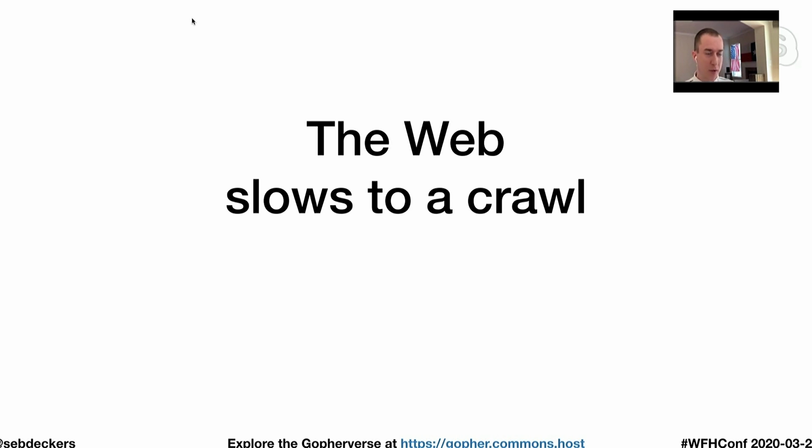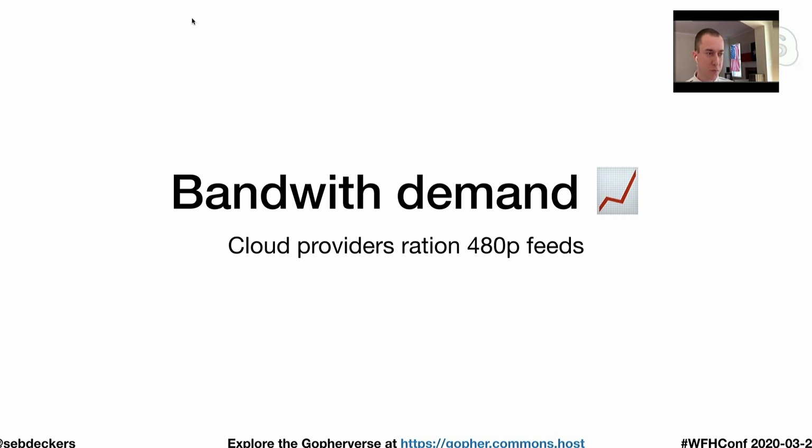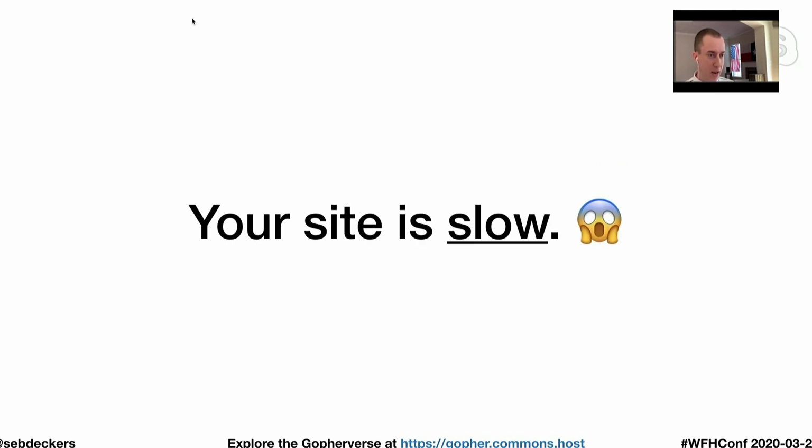So the web is starting to suffer. Things are getting slowed down because there's a huge spike in the demand for bandwidth. So much so that most video streaming services have started rationing feeds to like potato cam quality. And it also means that our own sites are getting affected and slowing down, or at risk of becoming so if this continues to go down the same way.